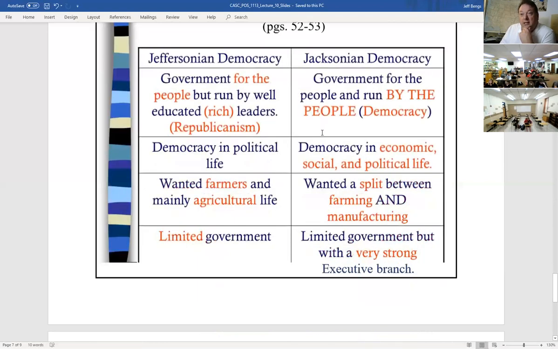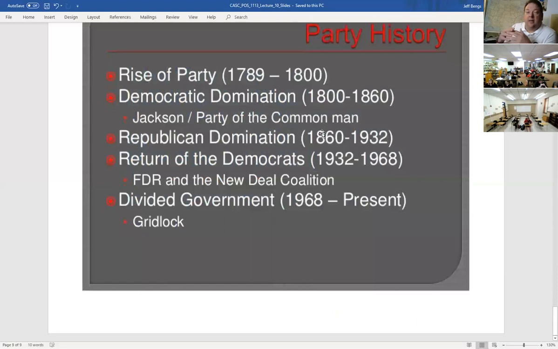Any questions on the beginning of political parties and kind of an overview of their history? No, sir.